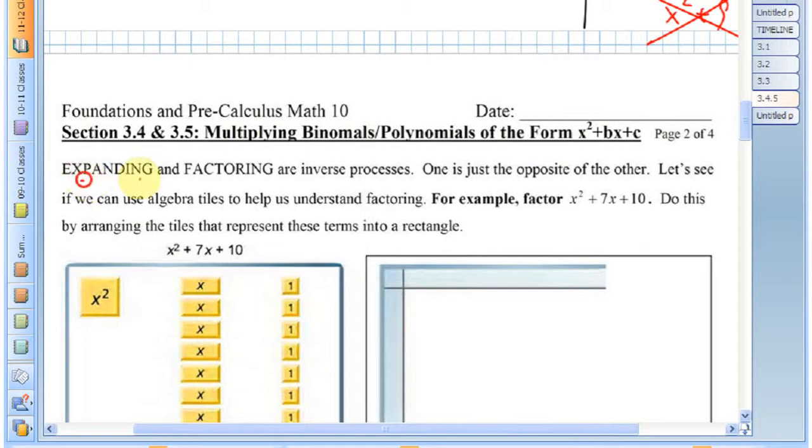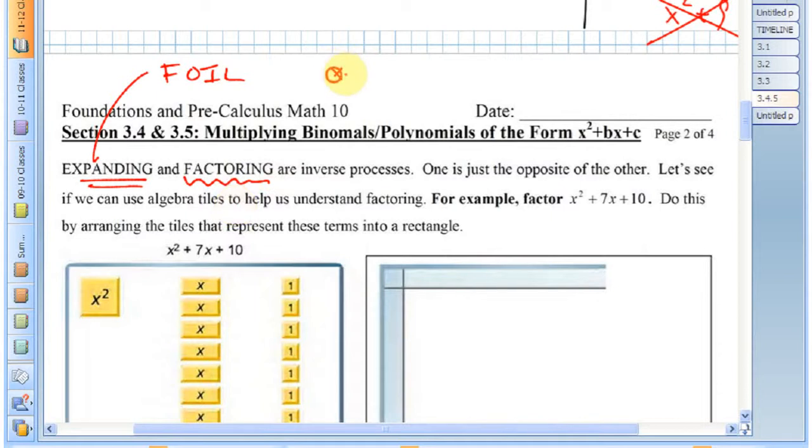Now, expanding is what we did, okay? That's like that foiling stuff. That's what we call expanding. But now I'm going to introduce you a term called factoring. And what I'm telling you is these are what they call inverse processes. You mean going one way is expanding, going the other way is factoring, okay?